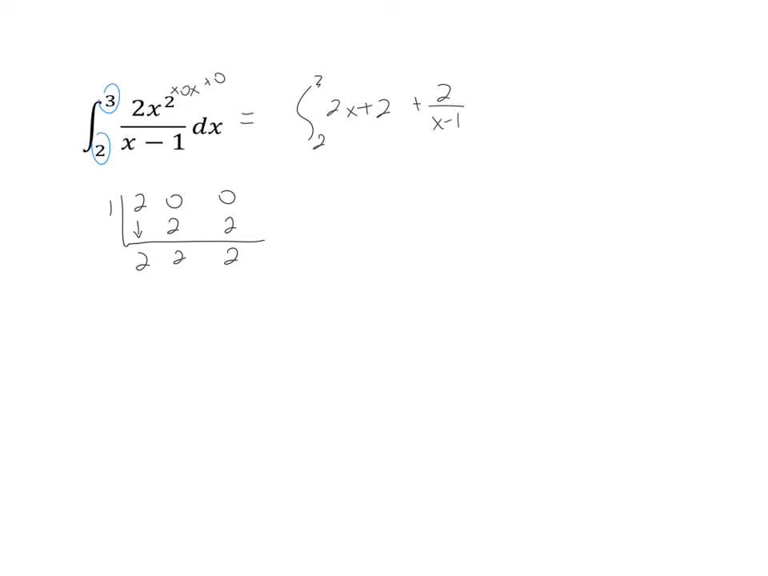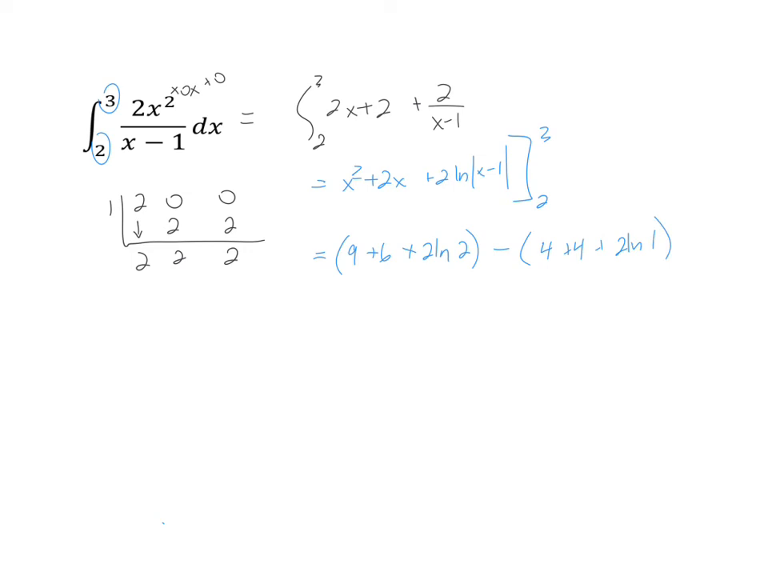So we do our antiderivative, which would be x squared plus 2x plus 2 ln x minus 1. We don't need to worry about the plus c, but we do need to plug in our 2 and 3 values. So let's start with the 3. I don't have a calculator, but I can probably do it mostly in my head. So plug in the 3, we'd get 9 plus 6 plus 2 ln 2. And then we'd plug in the 2, we'd get 4 plus 4 plus 2 ln 1.